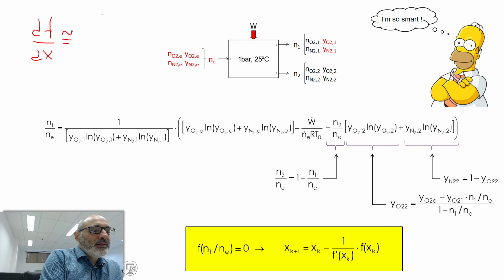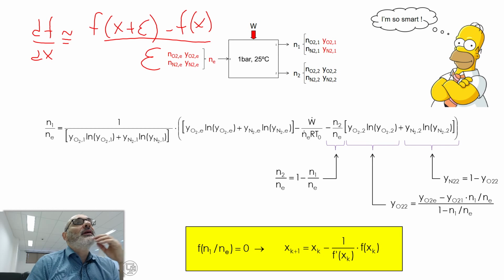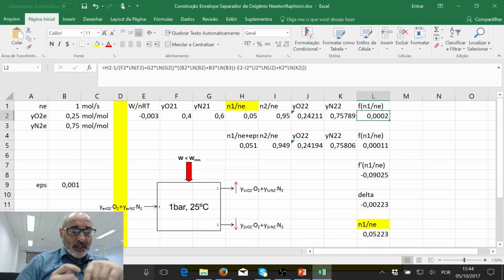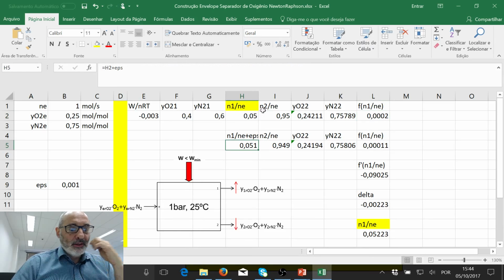dx, we're going to estimate this as f of x plus epsilon minus f of x, divided by epsilon. Epsilon is a small variable. This is actually the definition of derivative. When you make epsilon go to 0, in the limit it becomes the derivative. So that's what I'm doing here.